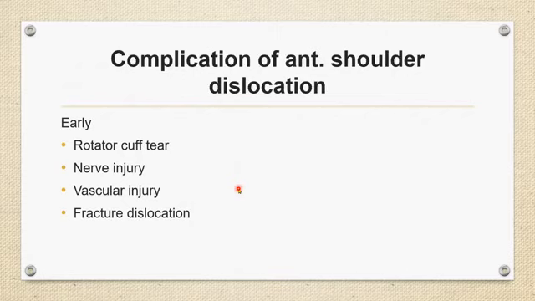There are some complications that may occur in the anterior type of shoulder dislocation. That is, there may be a rotator cuff tear, and there may be axillary nerve injury.